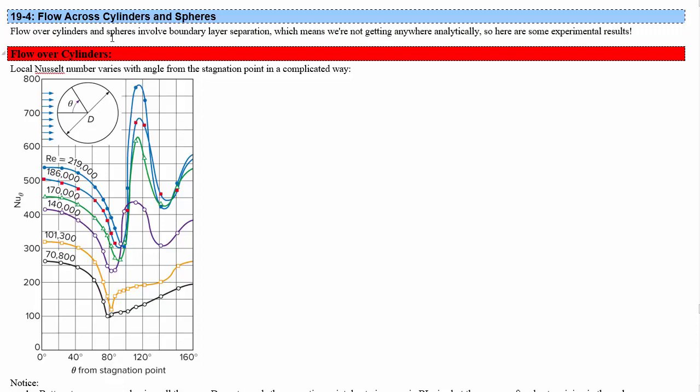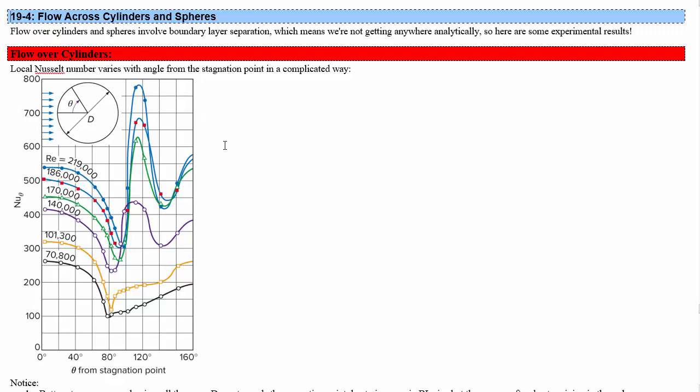19.4, flow across cylinders and over spheres. So flow over cylinders and spheres involve boundary layer separation, where the fluid boundary layer leaves the surface, and that means that we're not getting anywhere analytically. So here's some experimental results.